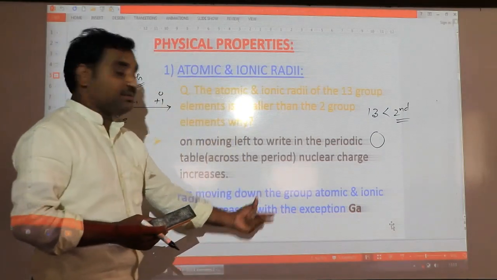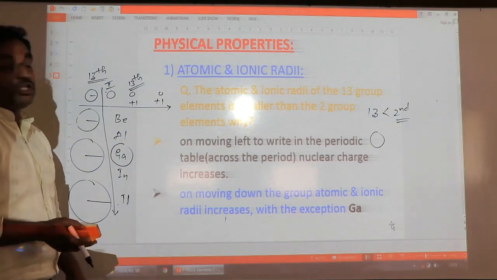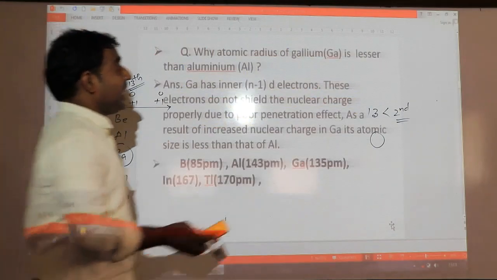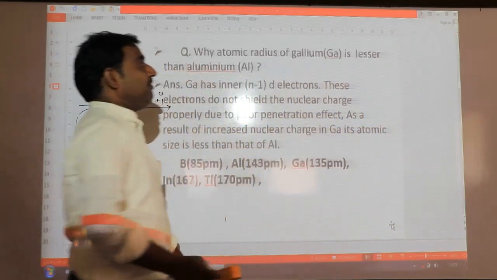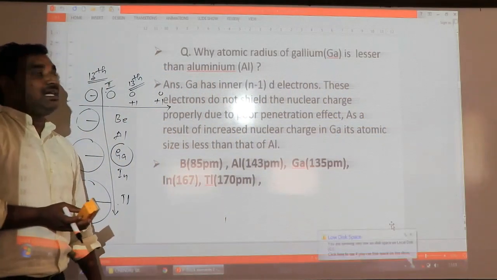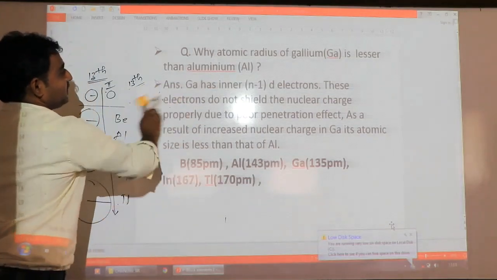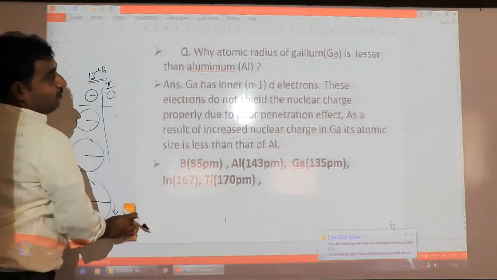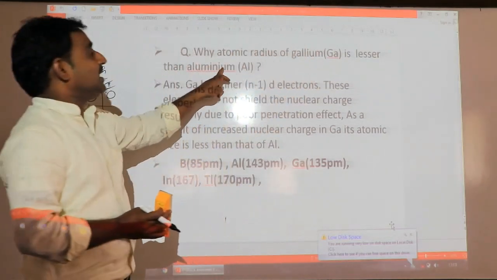That is one more exception about the atomic and ionic radii of the 13th group elements. Now we will discuss why gallium has a smaller atomic size than aluminium. So the question is why the atomic radius of gallium is lesser than aluminium.